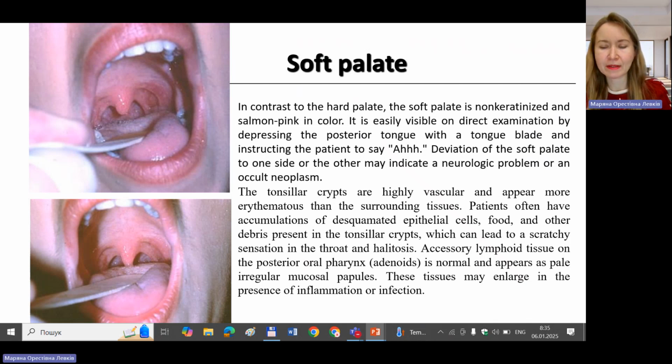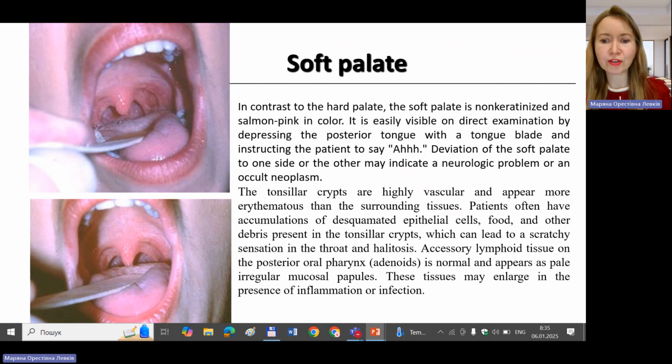The tonsillar crypts are highly vascular and appear more erythematous than the surrounding tissues. Patients often have accumulations of desquamated epithelial cells, food, and other debris in the tonsillar crypts, which can lead to a scratchy sensation in the throat and halitosis, a bad smell from the mouth.